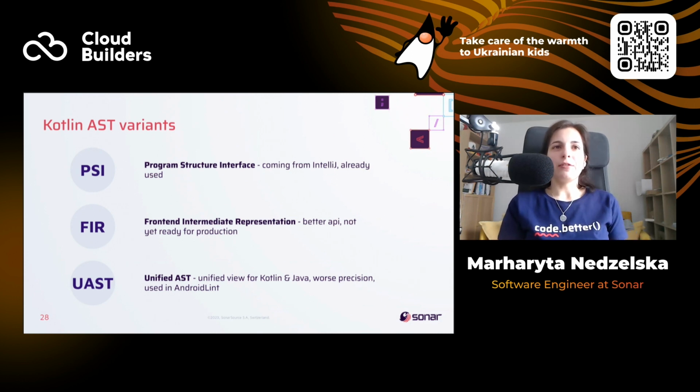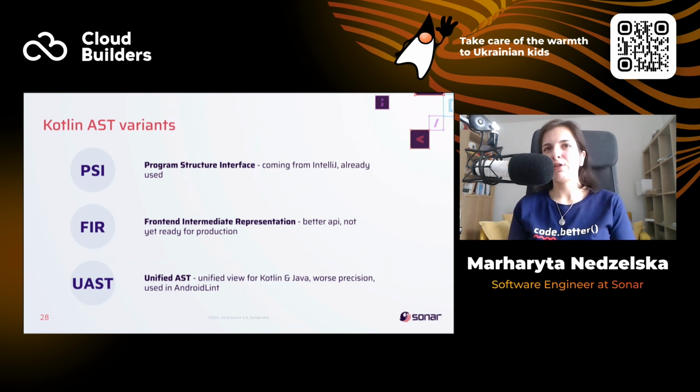There is another opportunity, another possible solution, which is front-end intermediate representation. It has better API, better support for semantic. There is one tiny little problem. It's not yet ready for production. And if you ever heard about Kotlin K2, this is about it. So this is going to be finalized in Kotlin 2.0.